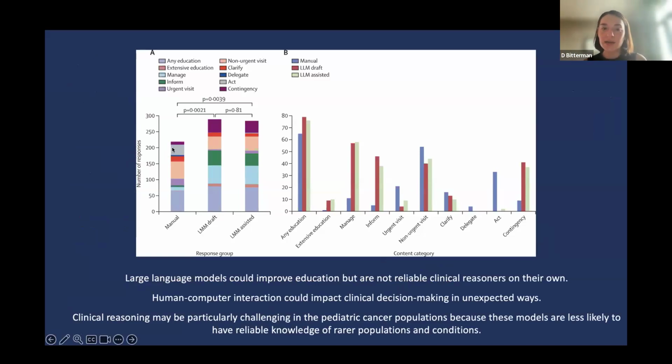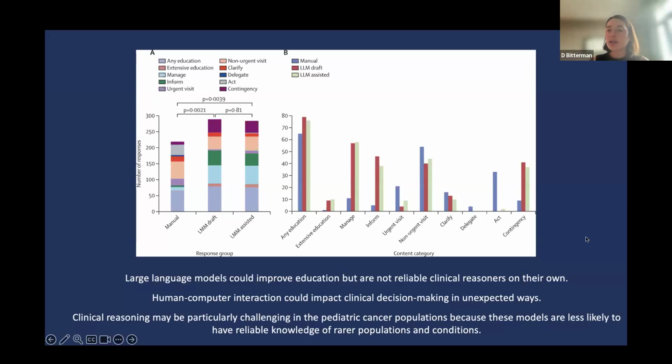We categorized the content of the responses, and this is just a high-level view, from the colors, of the different types of content that was in all the responses. And you can see these were the manual responses. Here's that GPT-4 draft, language model draft, and here are the GPT-4 assisted responses. And you can see the content is significantly different between the manual and the responses that GPT-4 were involved in. And the language model assisted draft was very similar in content to what was originally output by GPT-4.